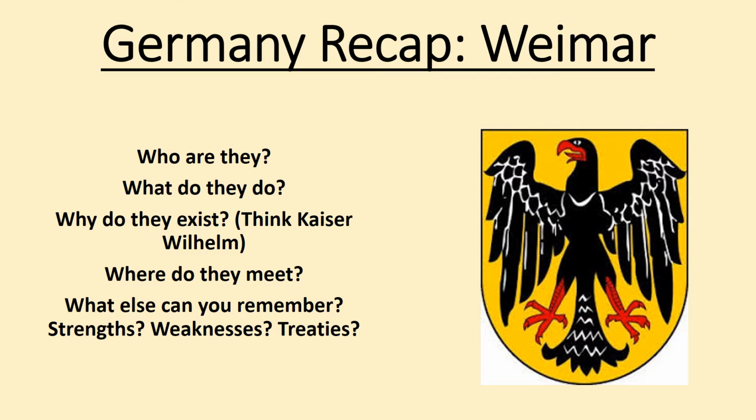So who are they? What do they do? Why do they exist? And think about Kaiser Wilhelm, what happened to him? So why was Weimar essential? Where do they meet? Don't overthink that one. And can you remember anything else? Strengths, weaknesses, treaties they've signed.